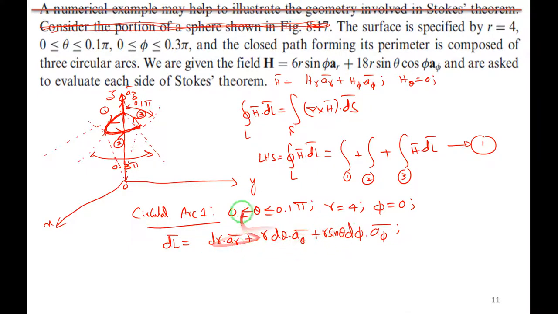I hope this is dl. But observe which is varying, only theta is varying. Only this component is present. R is fixed, phi is 0. So this will vanish, this will vanish. So I am left with r. dl is nothing but r d theta a theta.